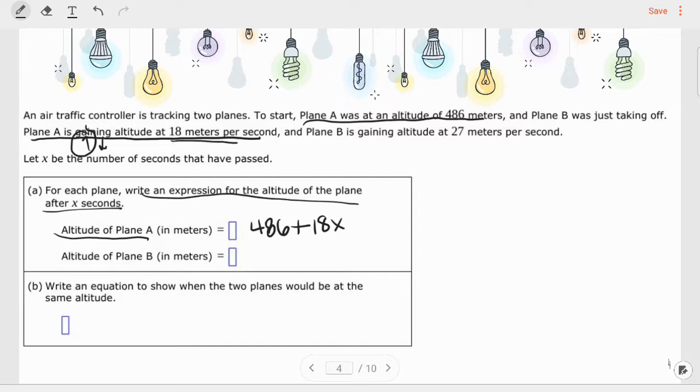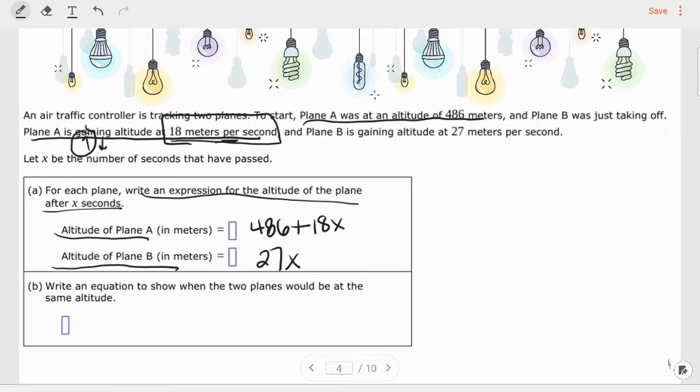Remember, things that happen repeatedly, or when you see the word per or each or every, I'm going to put an x after that. And altitude for B, well, it says plane B was taking off. So if plane B was taking off, they had no altitude. So I'm not going to write a starting point. But plane B is gaining altitude at 27 meters per second. So repeatedly adding 27 gives me 27x. So that's altitude for B.